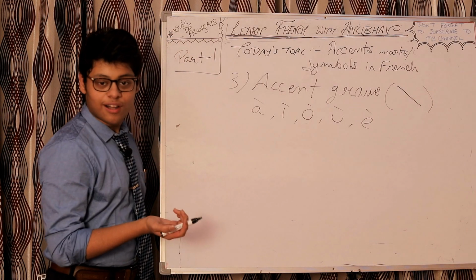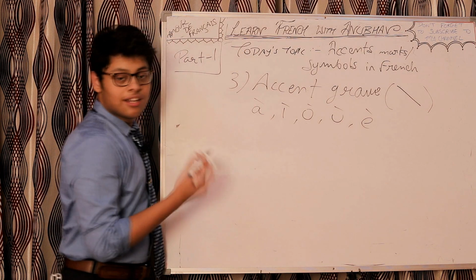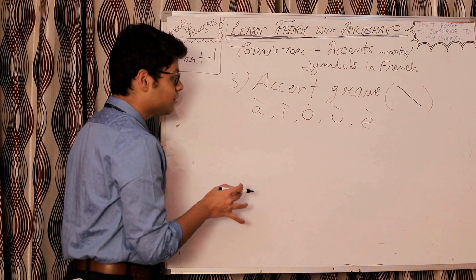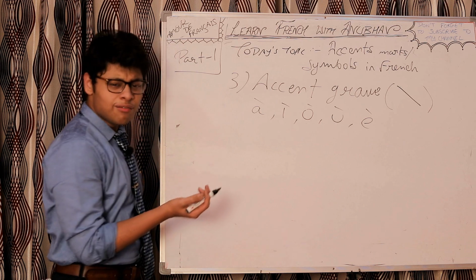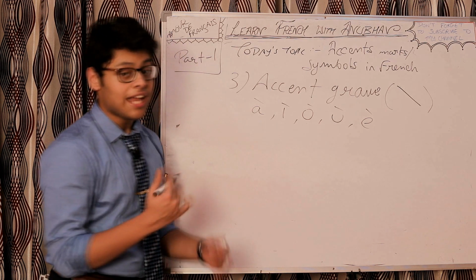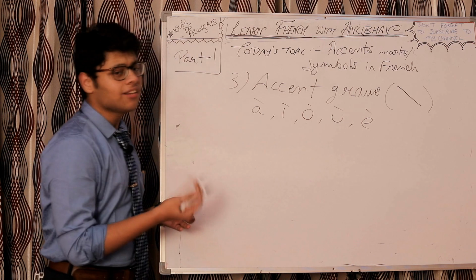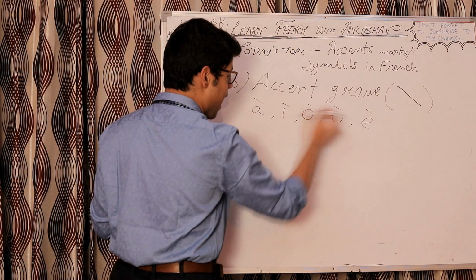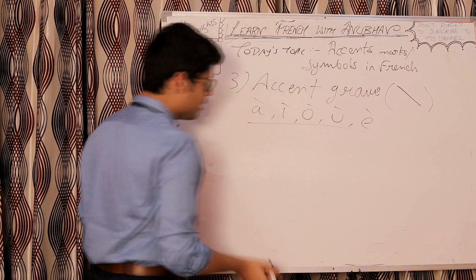I didn't say above all the vowels because in French, I hope you remember that Y and H are also vowels. So hence the term all the vowels can't be used here. But if we are seeing from the perspective of the English language, then we can say that accent grave can come above all the vowels. So A, E, I, O, U we can find here.